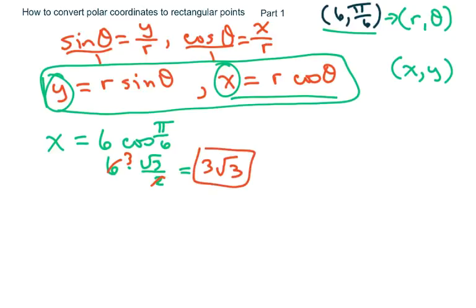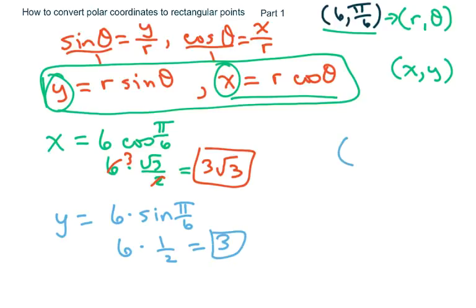And your y is going to be the same thing. It's going to be 6 times sine of pi over 6, which we know is 1/2, which gives us 3. So my rectangular coordinates are 3 square root of 3, comma 3. And we just converted from polar to rectangular.